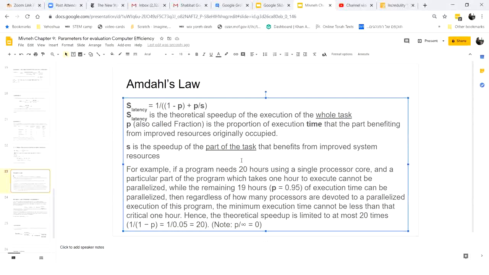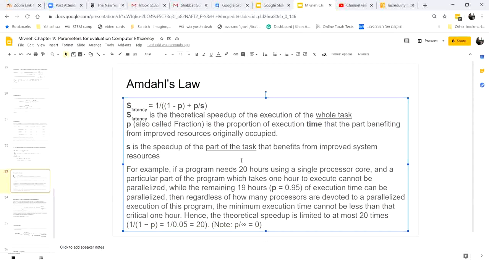Yes, thank you. Okay, so let's do, for example, if a program needs 20 hours, so now we're talking about a real program, not pancakes. This is of course relevant to programming, or actually hardware. We're talking about speeding up the hardware. Let's say for a given program, it takes 20 hours using a single processor core. And a particular part of the program, which takes 1 hour to execute, cannot be parallelized. And that's like the mixing of the batter.